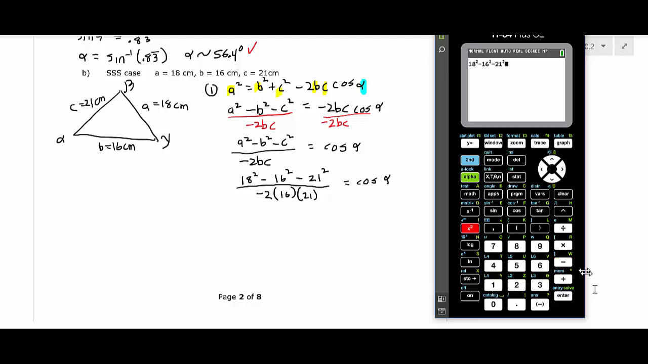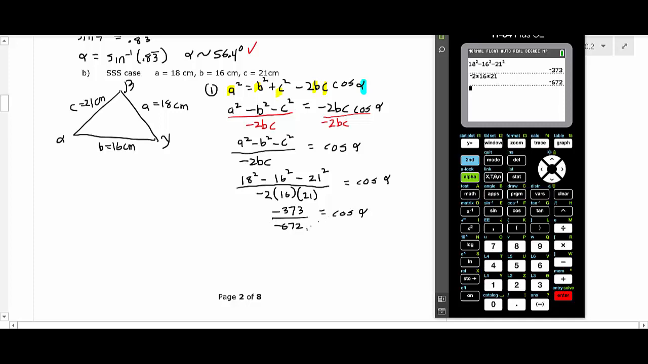And then I'm just going to record that on my paper, and that is negative 373. Then I'm going to do the bottom, which is negative 2 times 16 times 21. And that will give negative 672. That's equal to cosine of alpha. Students a lot of times mess up on these negatives.